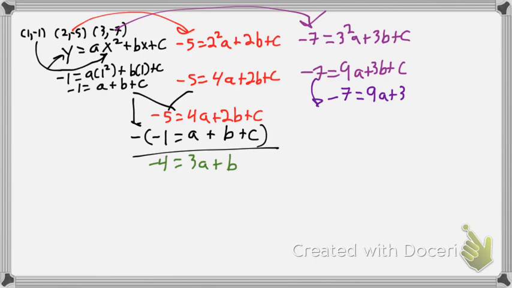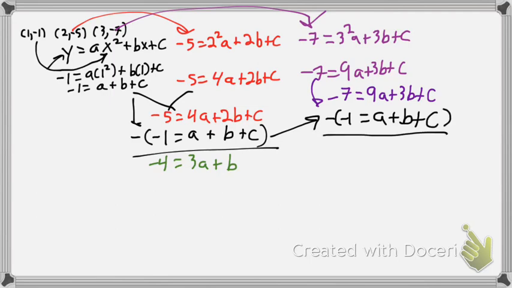So now what we're going to do is subtract that same first equation, -1 equals a plus b plus c. So we're going to subtract black from purple. So again, we have -7 minus a -1, or -7 plus 1, or -6, equals 9a minus a, or 8a, 3b minus b, or plus 2b. So these are 2 equations.